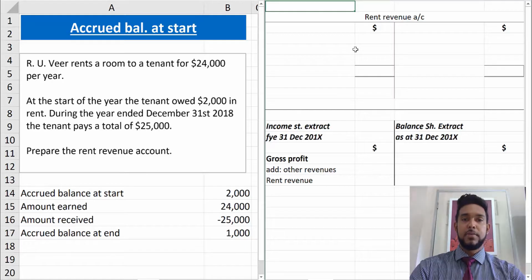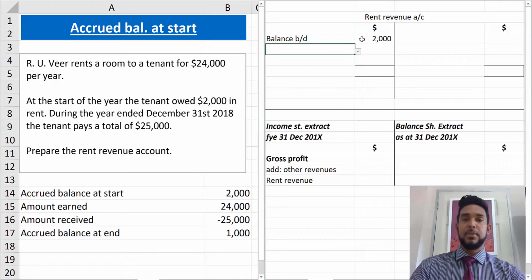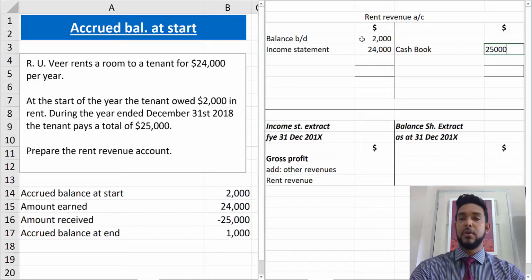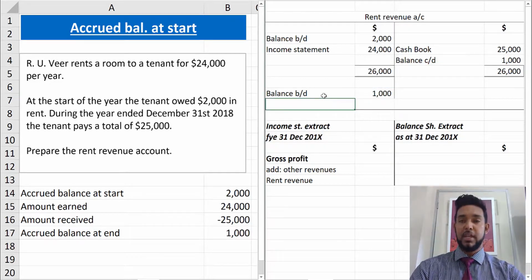So in the rent revenue account, the accrued balance at start: accrued revenue is a current asset. Current assets or assets in general have debit balances at start. $2,000, right? The income statement figure is 24,000. The cash book figure is 25,000, and that gives us 26 on the debit side, 25 on the credit side, which means this side needs how much? $1,000 in order to be balanced, right? And of course that comes down here. That's $1,000. Okay, that's the rent revenue account. Balance at start, income statement figure, cash book figure. We needed a balance of 1,000 to put the account in balance.